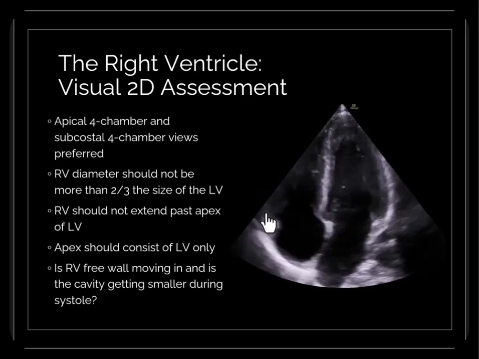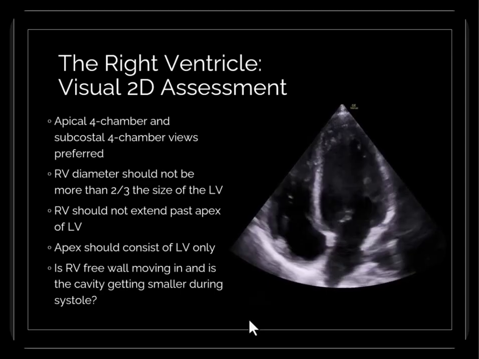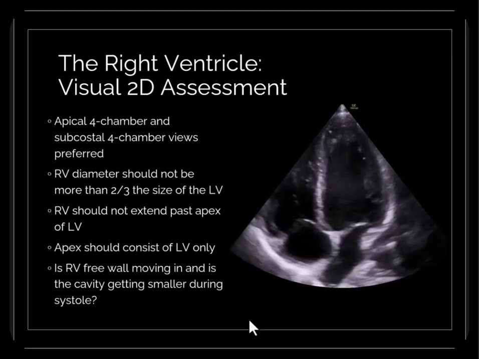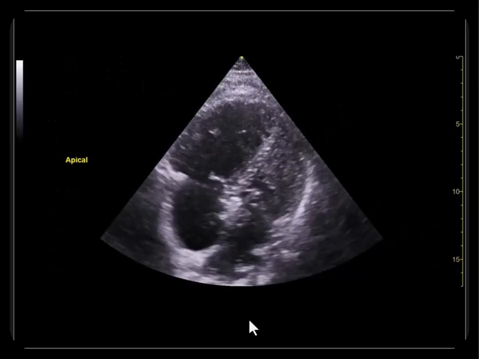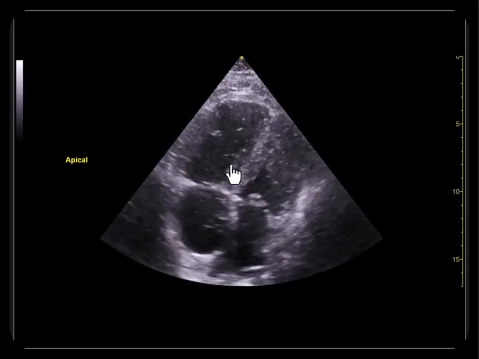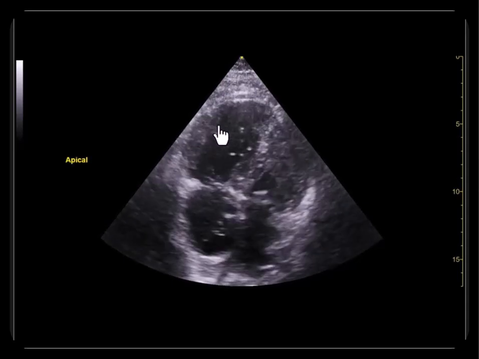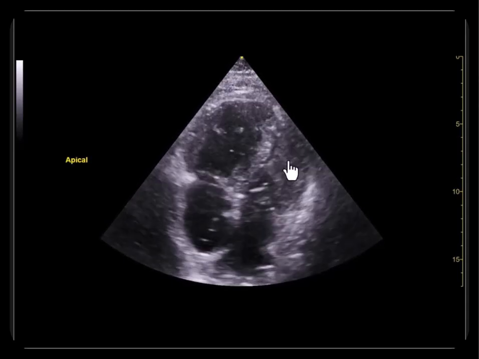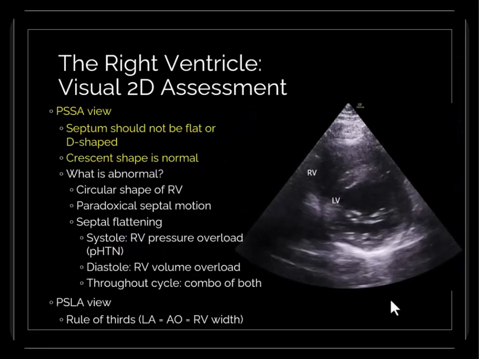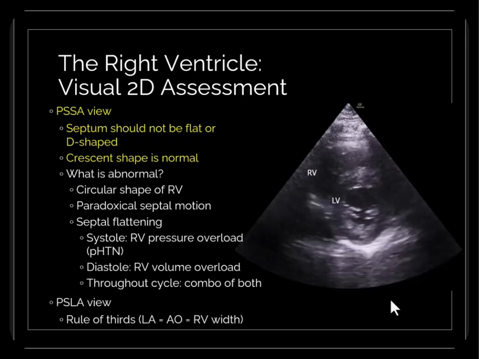The other thing that I can look at is get a better look at the RV free wall and ask myself, is it moving and is the cavity getting smaller during systole? Now let's visually assess this example. Here the RV is greater in width than the LV, and it takes up the majority of the apex of this heart. We can also assess the right ventricle in the parasternal short axis view.